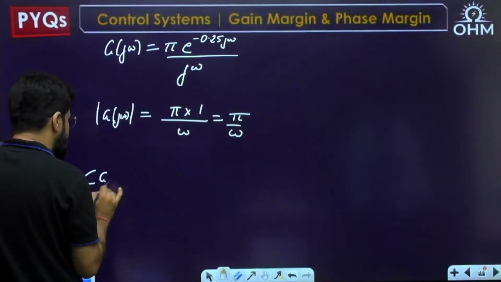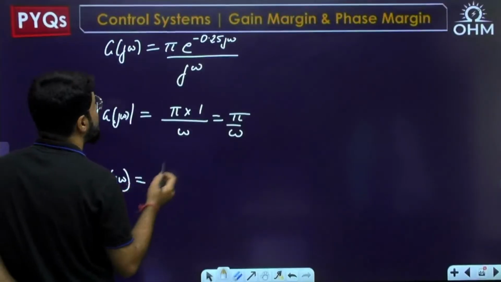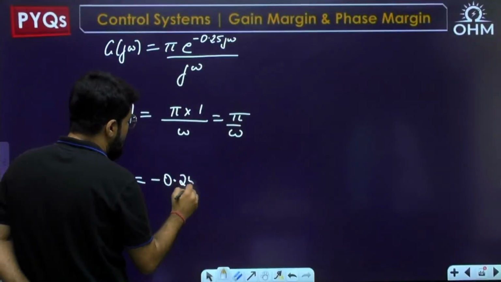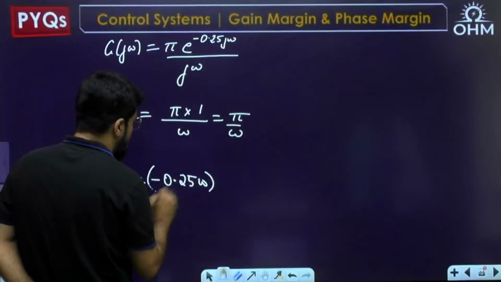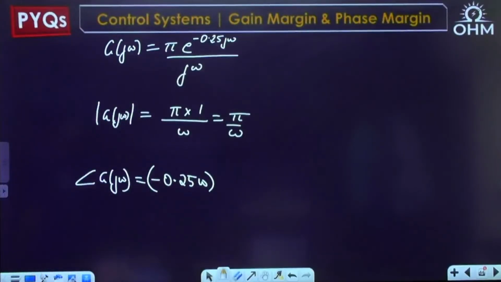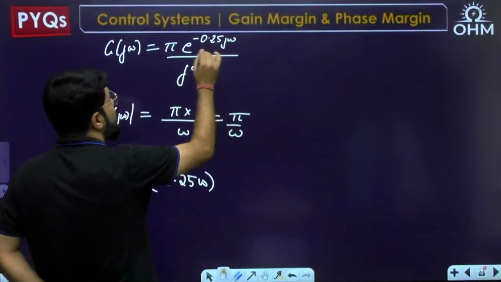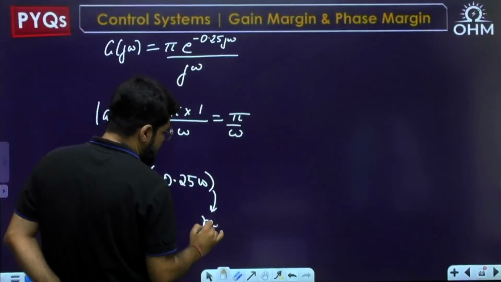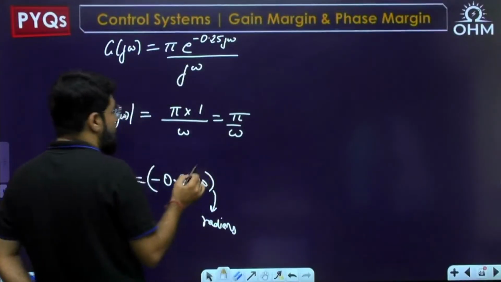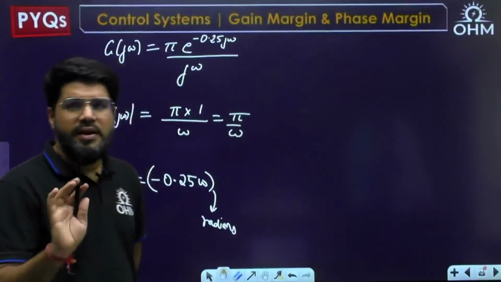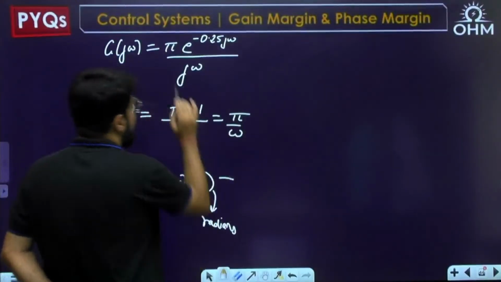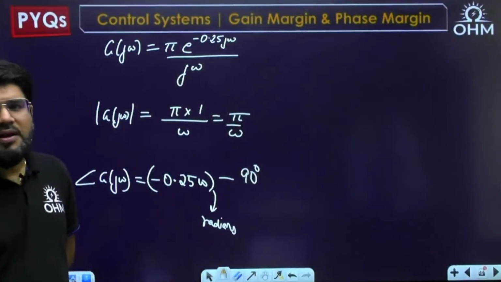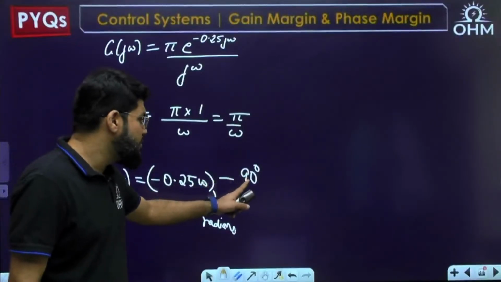Angle of G(j omega): pi is a positive real number. In e power j theta, theta is the phase. What is theta? Minus 0.25 omega. Theta is known as the phase in radians. So either you convert to degrees or you write every term in radians; the unit should be the same. Now the denominator: j omega is pure imaginary, 90 degrees. For the denominator we subtract the 90 degrees, but this should not be written as 90 degrees.